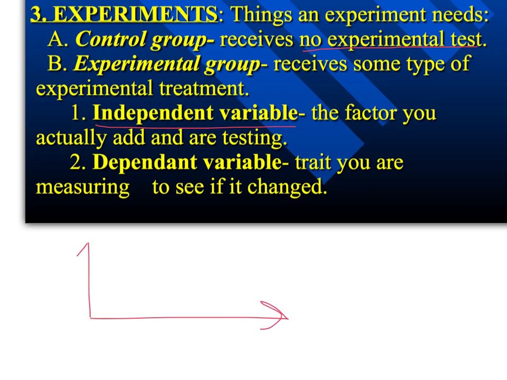If you're going to put this on your graph, your x-axis, which runs horizontally, would be your independent variable. This could be things like time, drugs, or amount of light. Your dependent variable is your y-axis. This is the thing you're trying to create a relationship to.